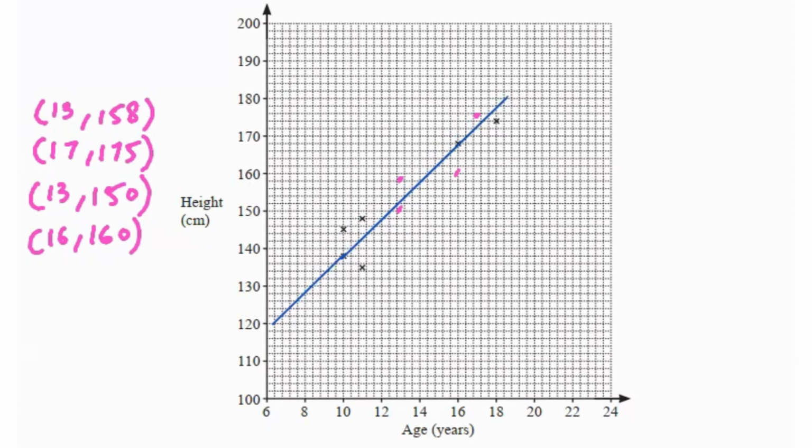And they want us to find the height of a boy who is 14 years old. So I'm getting 158 approximately.